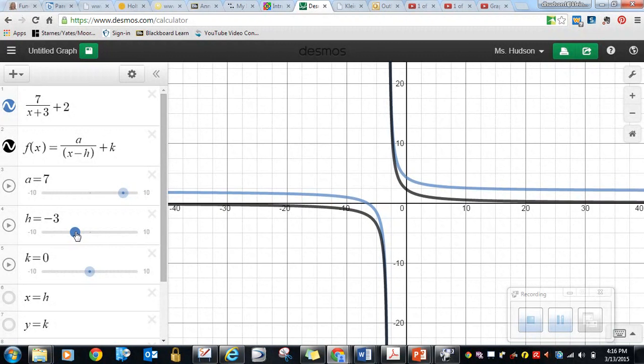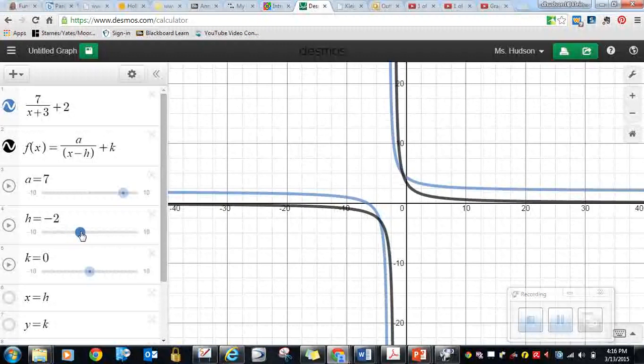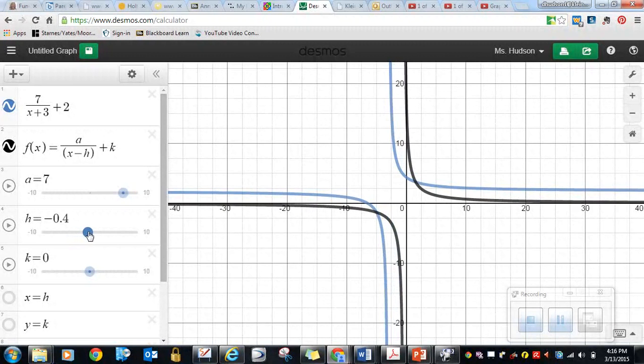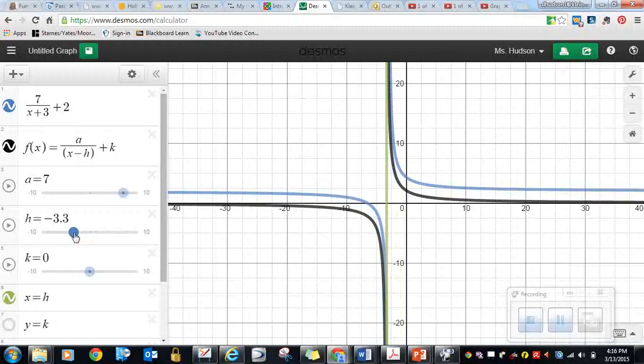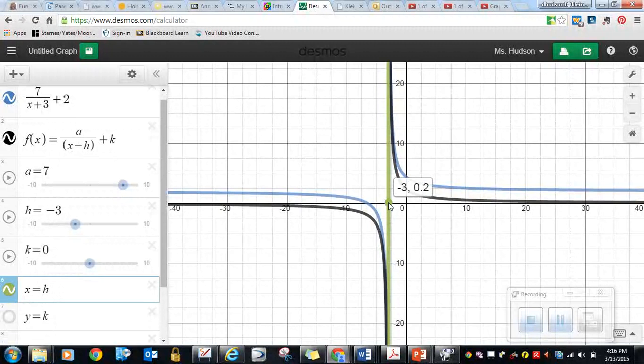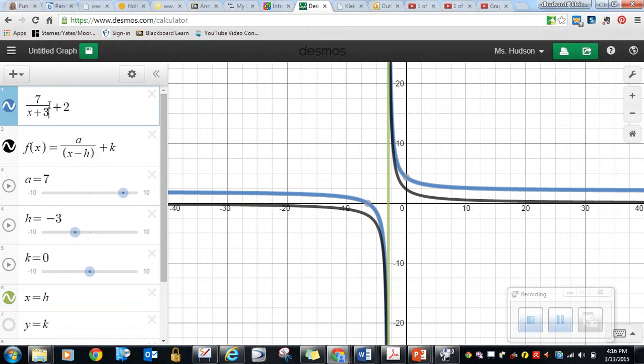But let's go back to 0 for a second. Now, when we translate left or right, there's an asymptote that's going to move too. And as h changes, so does the asymptote. Oh, there we go, 3. This means my asymptote is right here at the line x equals negative 3. So now we have a vertical asymptote at x equals negative 3, just because of this translation right here.